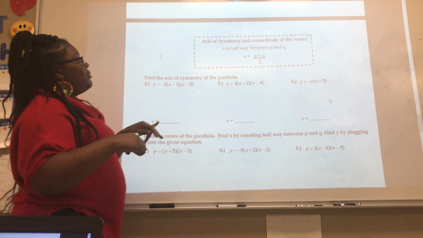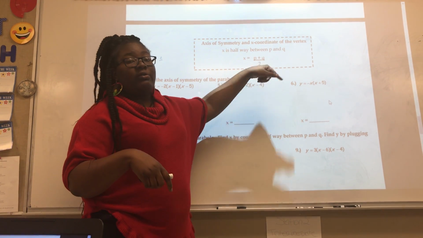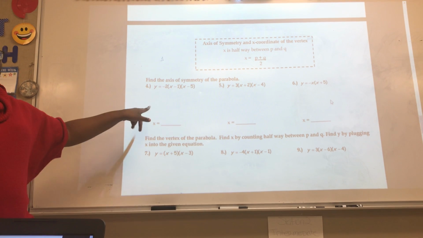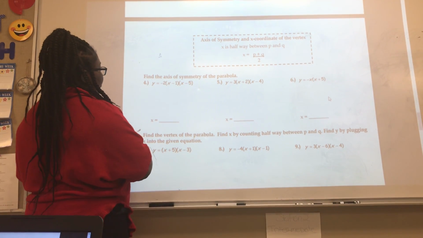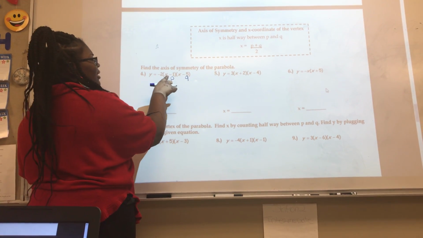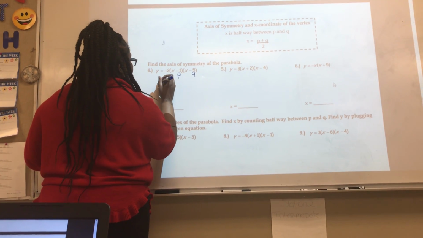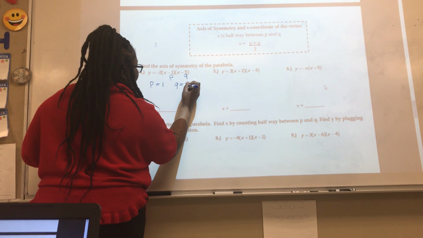All right, so the axis of symmetry formula for this form is (p plus q) divided by 2. So I'm going to model how to find the axis of symmetry for this parabola. First, I'm going to label my p and my q. And again, even though that looks like it's a -1, it's actually a +1. So p equals +1 and q equals +5.